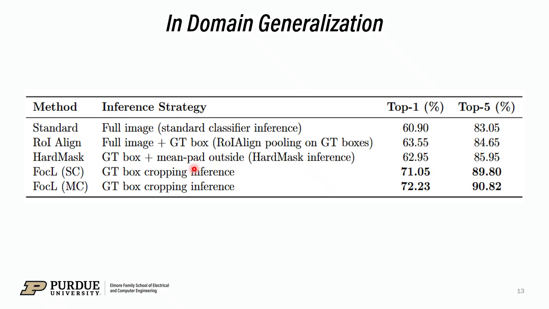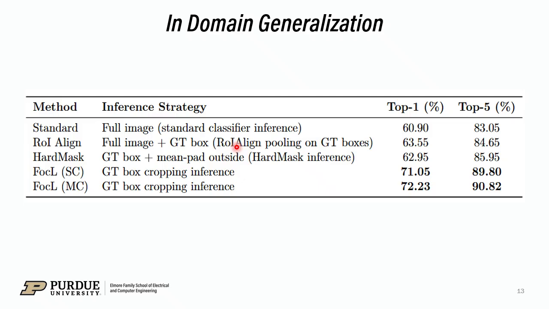In this slide, we show in-domain generalization, that is, models trained on ImageNet v1 and tested on ImageNet v2 on 2K samples from the test set. The inference strategy is the exact way the model was trained, and we maintain that during testing so that we do not incur any additional distribution shift.